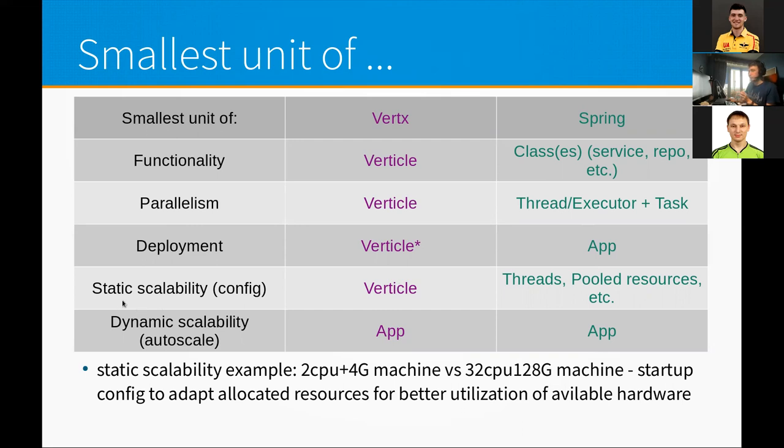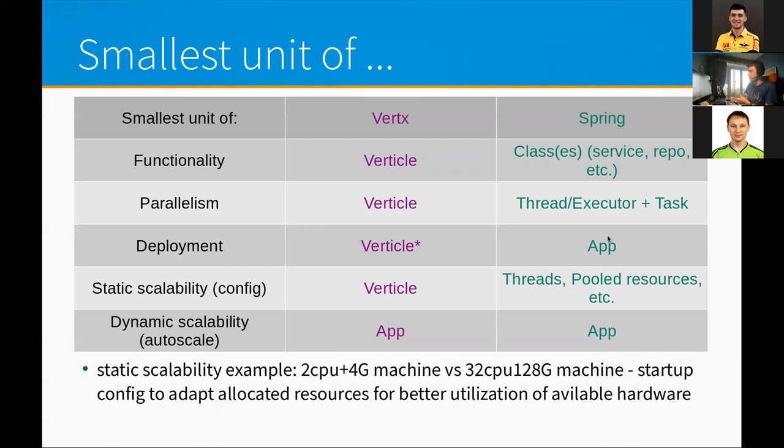Next thing I want to talk about is the smallest unit of static scalability. Okay, this is something that sounds awkward and probably wrong. There is no such thing as static or dynamic scalability. This is something I invented myself, or not invented. I just needed some phrase to distinguish between two things. First thing is what is static scalability, described here. So probably you would need some code to adapt your allocated resources when your application starts. I mean, if you're starting on such a beefy machine like 32 CPUs and 128 gigs of RAM, you probably would size your thread pools differently than if you started on a low spec machine.